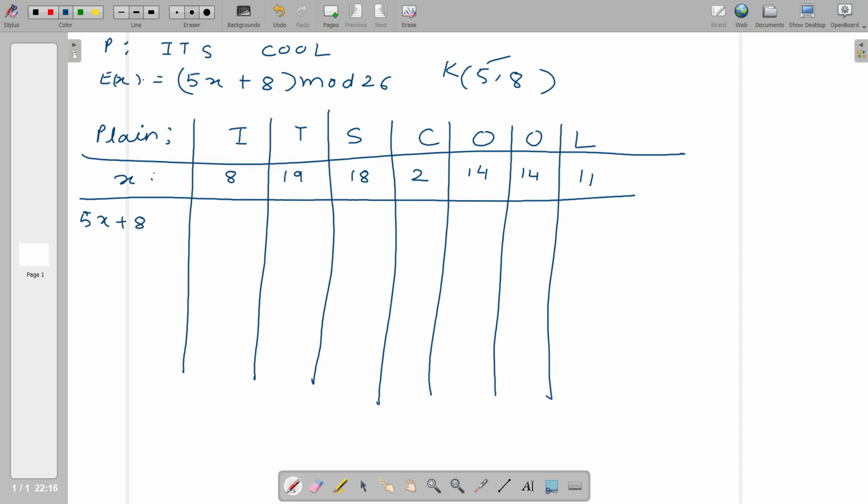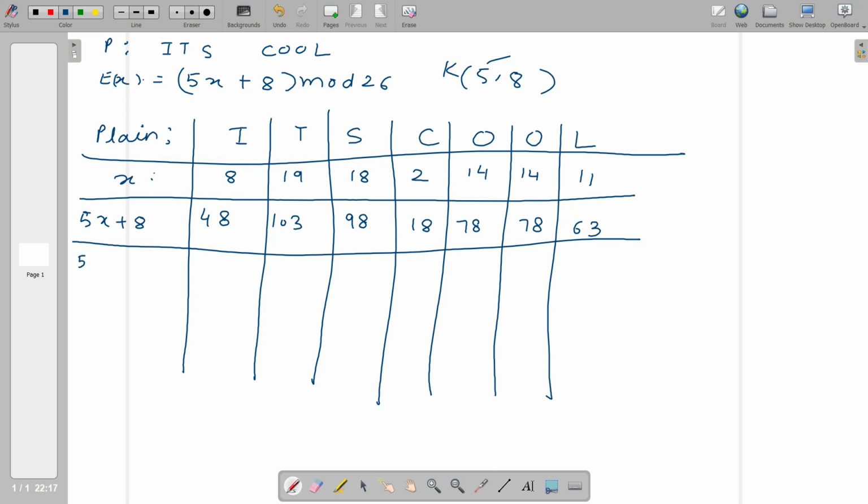So this is x and 5x plus 8: this is going to be 48, this is going to be 103, this is going to be 98, this is going to be 18, this is going to be 78, again this is going to be 78 and it is going to be 63. In the next line we need 5x plus 8 mod 26. So let's calculate 5x plus 8 mod 26.